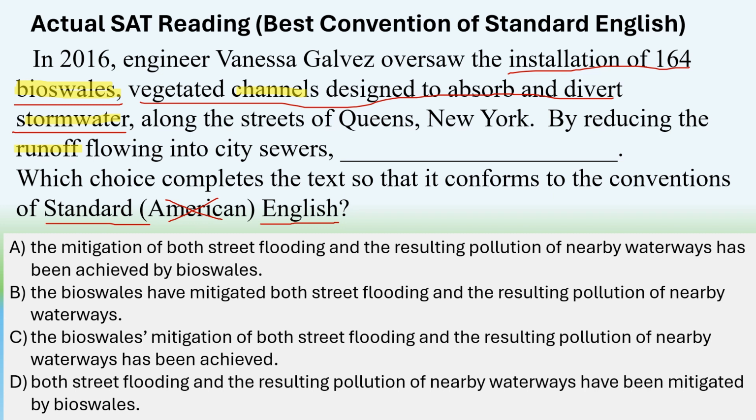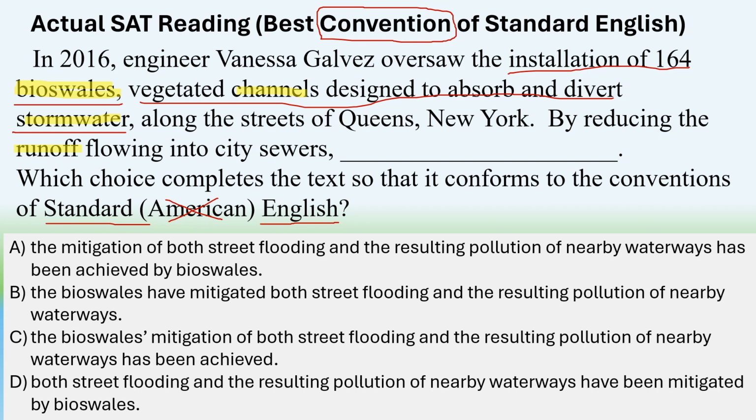Mitigate means to lessen or change through some type of intervention, but here's what they're looking for. When they say conventions, they're looking for how something sounds so that it's not confusing.